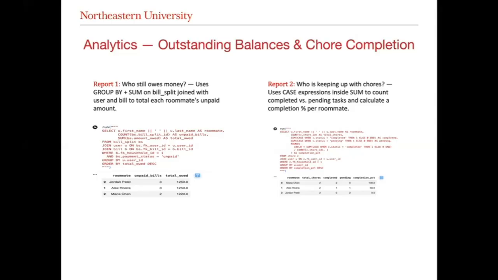And on the right side, report two calculates chore completion rates using case expressions inside sum. It counts completed versus pending chores per person and calculates a percentage. So Maria is at 100%, Alex at 50%, and Jordan at 0%. Exactly the kind of accountability data that makes a shared household run better.